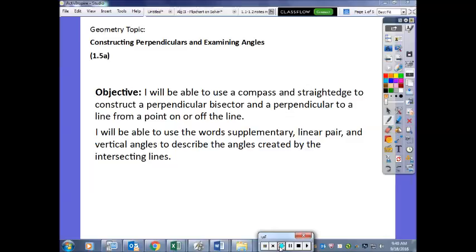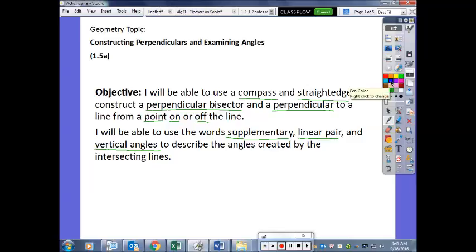Welcome back, you guys, to lesson number 4 in our Unit 2 on formulas and constructions. Today, our objectives will be: we will be able to use a compass and a straight edge to construct a perpendicular bisector and a perpendicular to a line from a point on or off the line. We will also be able to use the words supplementary, linear pair, and vertical angles to describe the angles created by the intersecting lines.